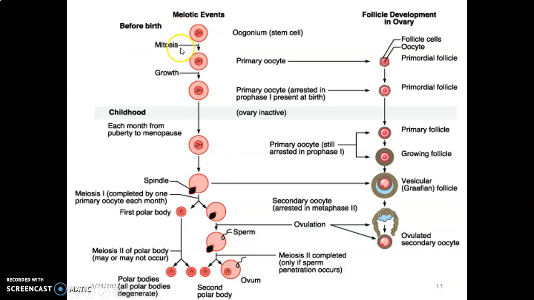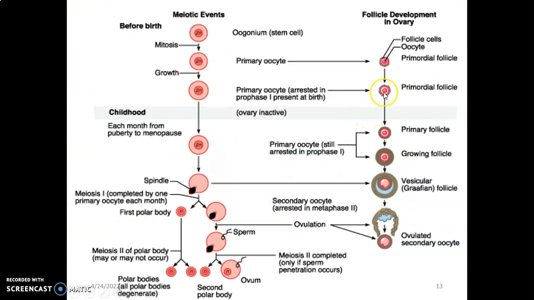So oogonium undergoes mitosis to form a primary oocyte. The primary oocyte begins meiosis 1, but it will be arrested in prophase 1, and all this occurs before birth. This arrest continues up to puberty when ovulation occurs. Meiosis 1 will be completed, and you form a secondary oocyte. Meiosis 2 begins, but it is arrested at metaphase 2 until a sperm is available to fertilize the egg. And when fertilization occurs, meiosis 2 is completed.